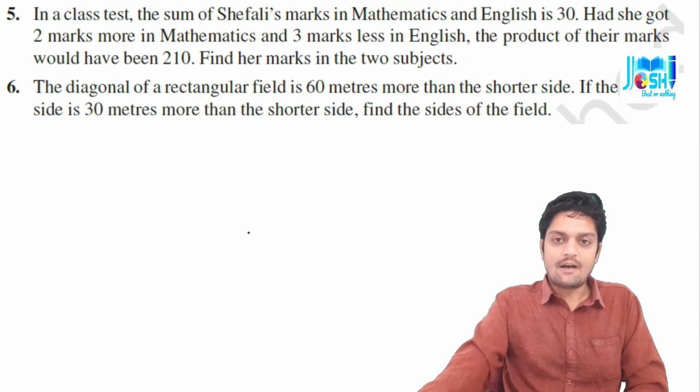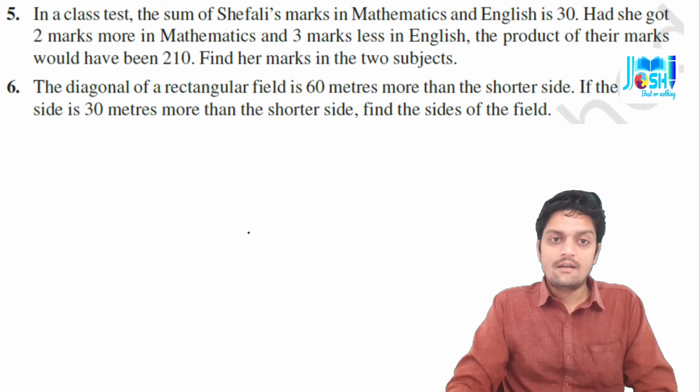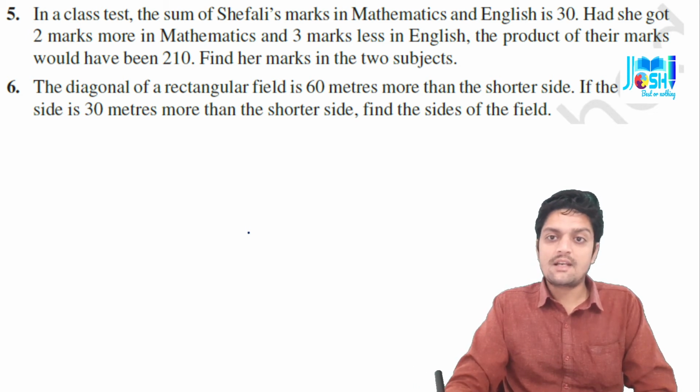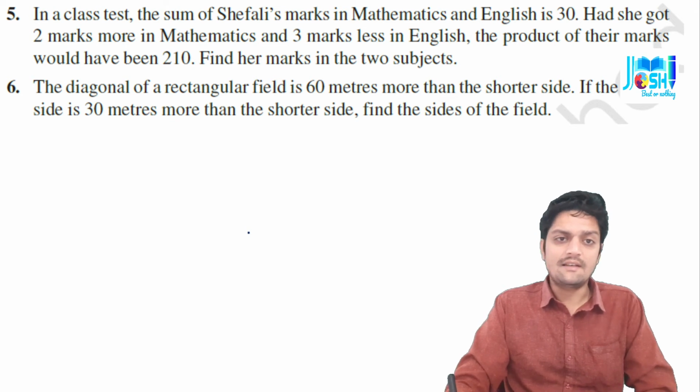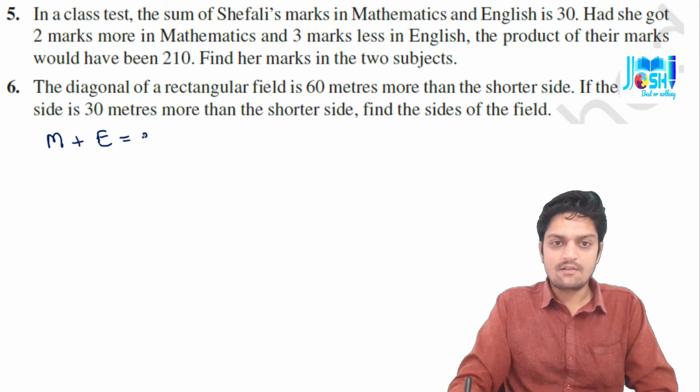Now see, this is question number 5. In a class test, the sum of Shefali's marks in mathematics and English is 30. Had she got 2 marks more in mathematics and 3 marks less in English, the product of their marks would have been 210. We have to find her marks. So easy. See here, mathematics is equal to M, English is equal to E, and the sum of Shefali's marks, so M plus E is equal to 30.